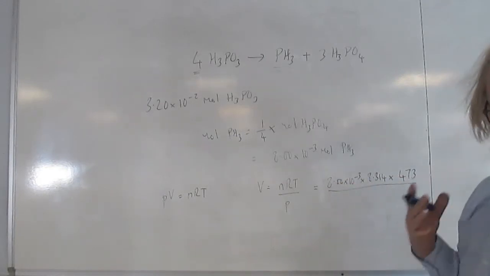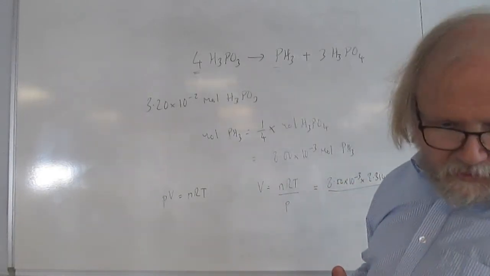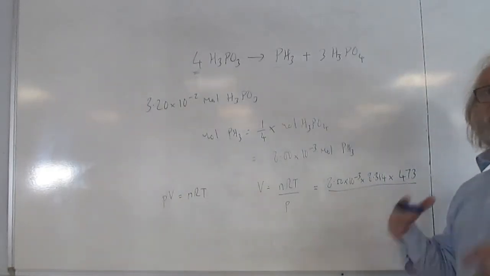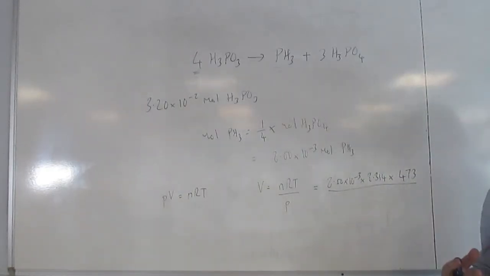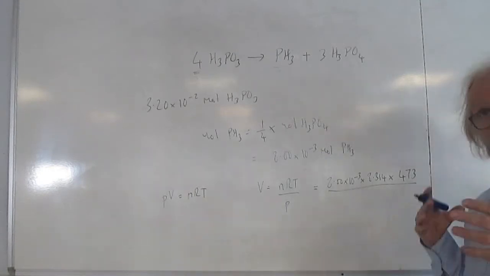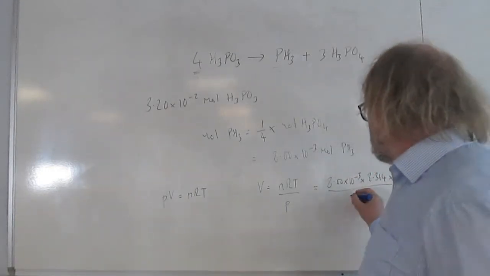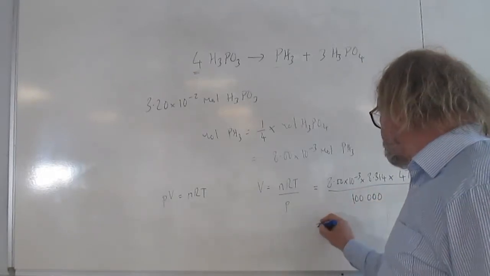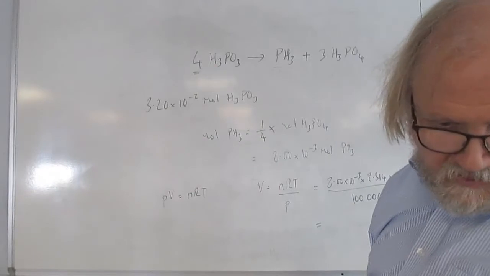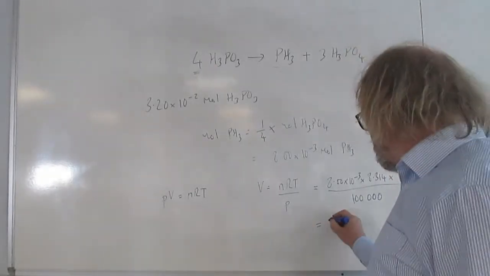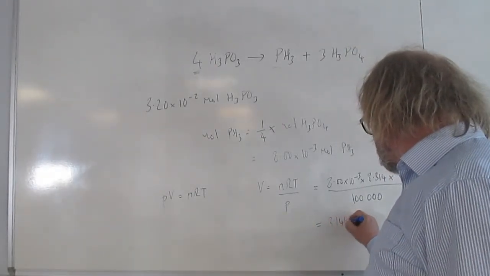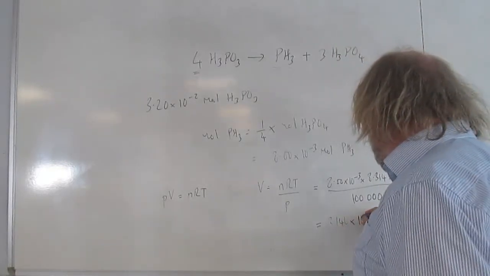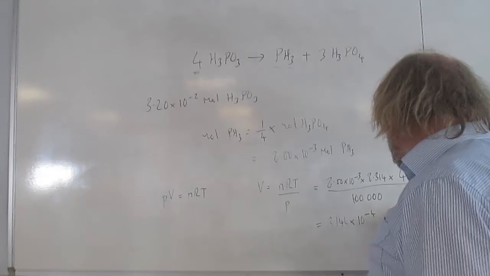And P is the pressure in pascals. So it tells us that it's 100 kilopascals. But remember, a kilopascal is 1,000 pascals. So 100 kilopascals is 100,000 pascals. So it's 100,000 on the bottom. And if you crunch all those numbers together, you get 3.146 times 10 to the minus 4. And that will be in cubic meters.